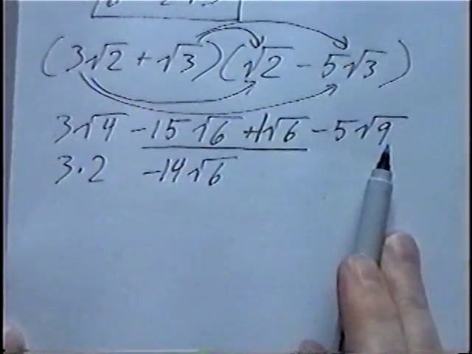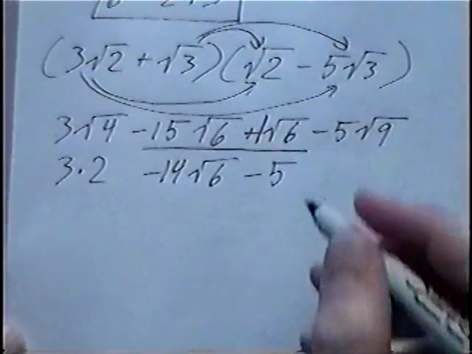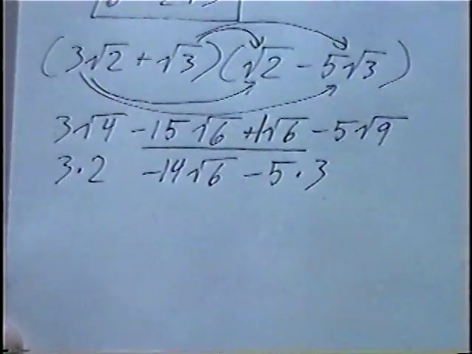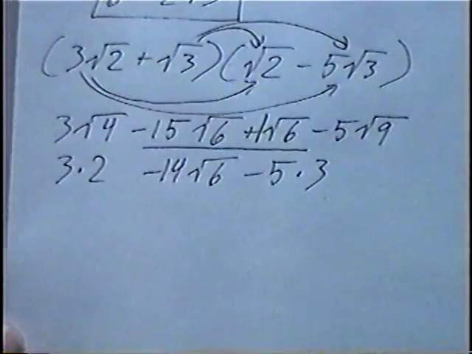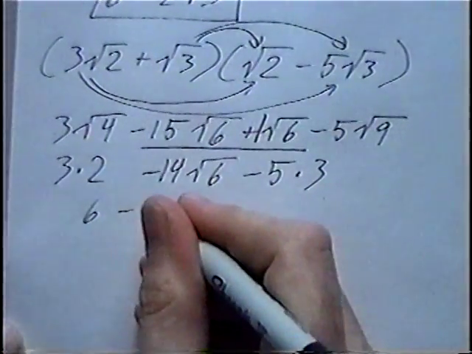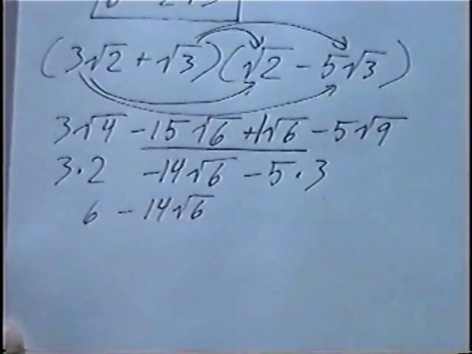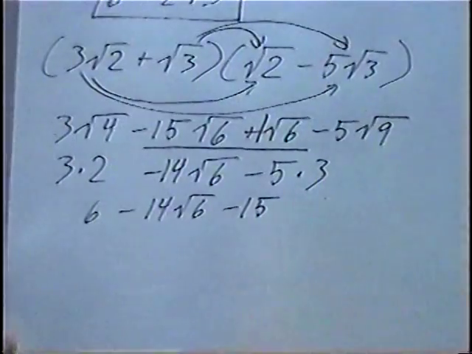And the last term, negative 5 radical 9. The radical 9 or square root 9 would be 3. So we can change that to multiplying by 3. 3 times 2 would be 6, minus 14 radical 6, and negative 5 times 3 would be negative 15.